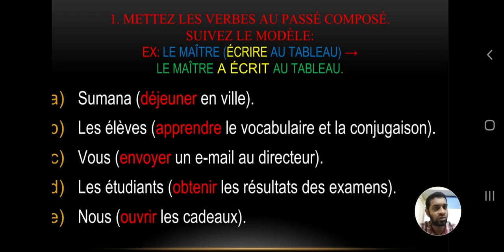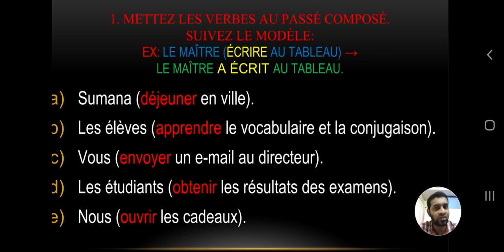Right? So what you got to do, you got to choose avoir. Sumana a déjeuné en ville. So Sumana, we take it for the third person feminine singular form. So we conjugate the verb avoir for elle, E-L-L-E. So Sumana a déjeuné en ville. In the next slide, we'll see the answers.